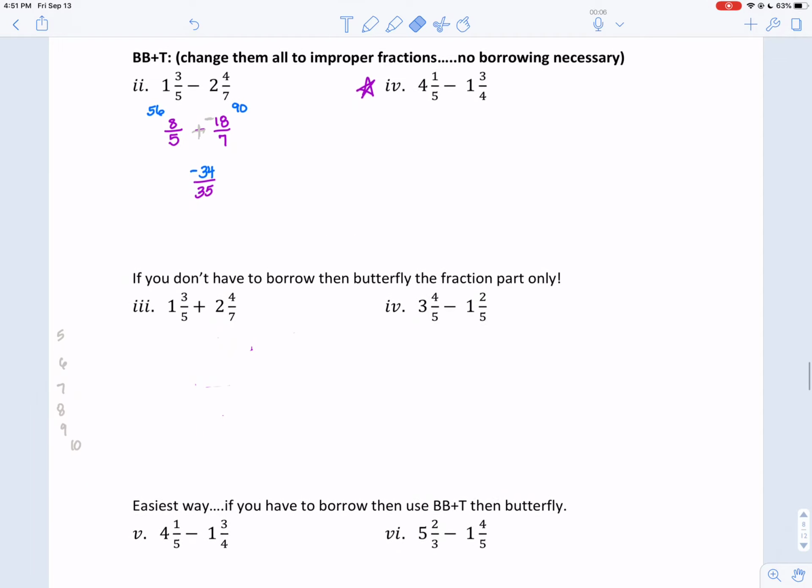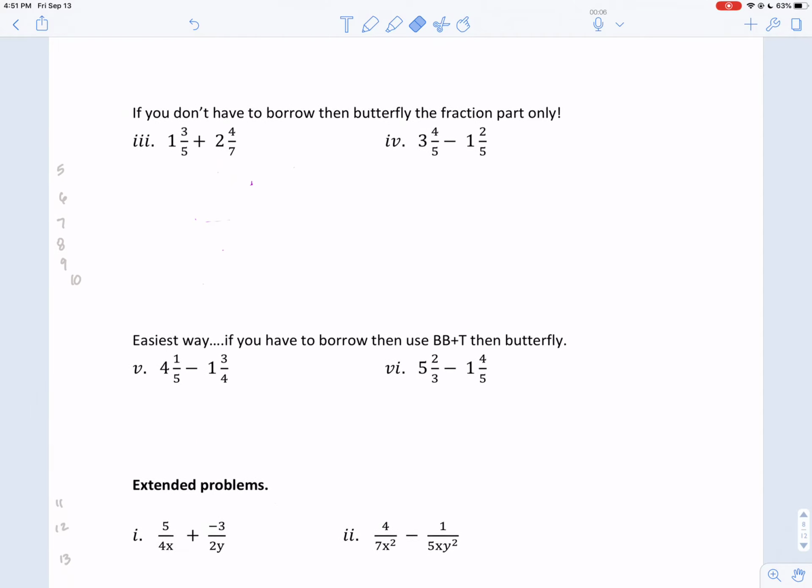to turn in class. Now what happens if you don't have to borrow? If you never have to borrow, then the butterfly method you only have to apply to the fraction part. So there's actually a shortcut. Let me show you it. I'm just going to add my two regular numbers, my integers, 1 and 2, and then I'm going to deal with my fractions. So 1 plus 2 is 3.